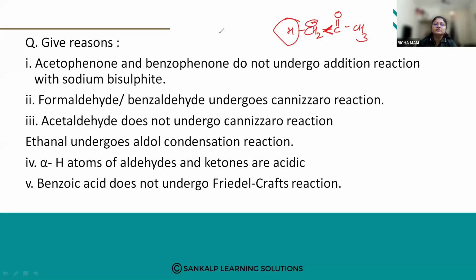So this is the reason why alpha hydrogen atoms are acidic, because of the strong electron withdrawing effect of the carbonyl. Yes. Next question. Benzoic acid does not undergo Friedel-Crafts reaction. Why does benzoic acid not undergo Friedel-Crafts reaction?